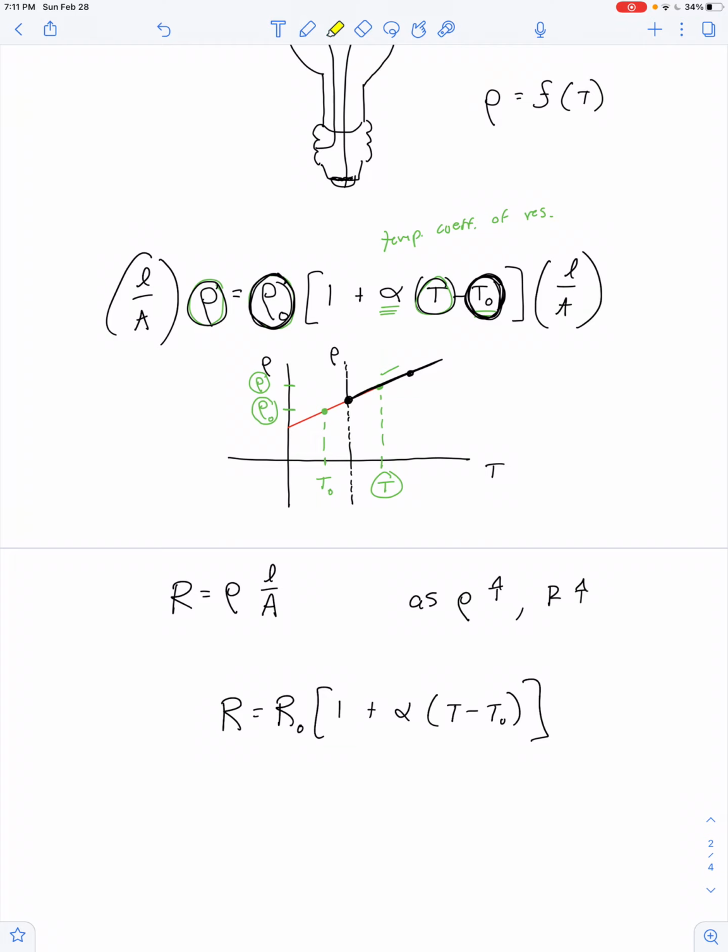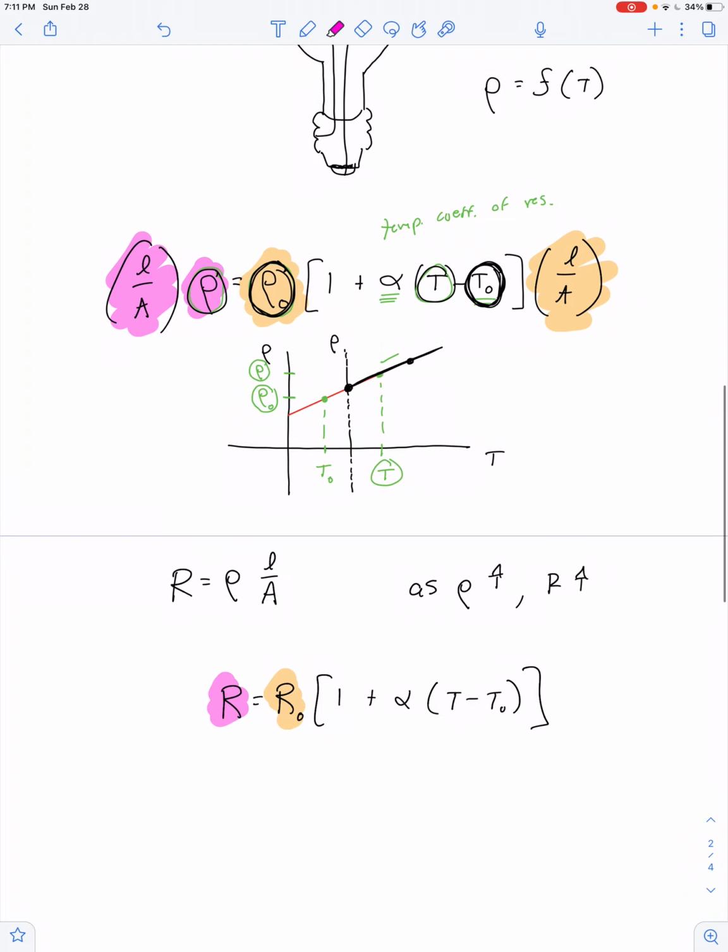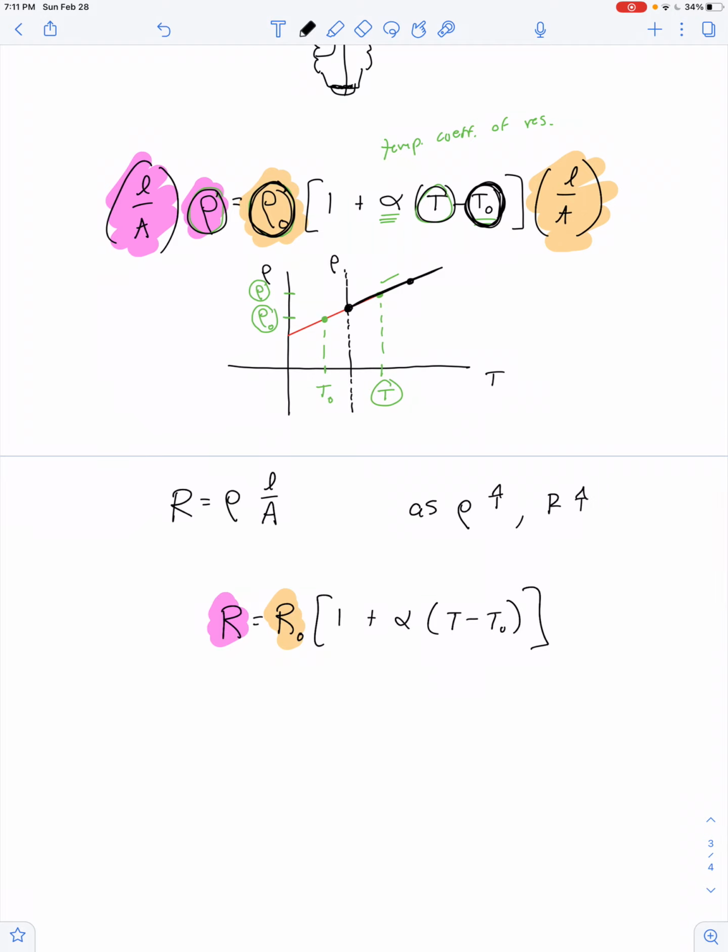And so this rho naught times this L over A is this R naught. And this rho times the same L over A is this R. Okay? So resistance goes up with increasing temperature.